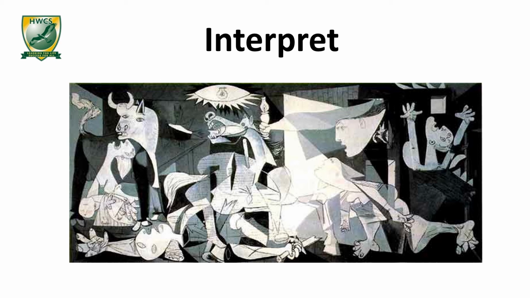So you might look at it and think, oh, well, actually, this is just a lot of different things going on here. You can see a kind of bull's head and things like that. But actually, if you understood the context of it, it was painted just after the bombing of Guernica in the Spanish Civil War. So the meaning actually is to do with that. It's to do with the damage caused during this bombing in Guernica.